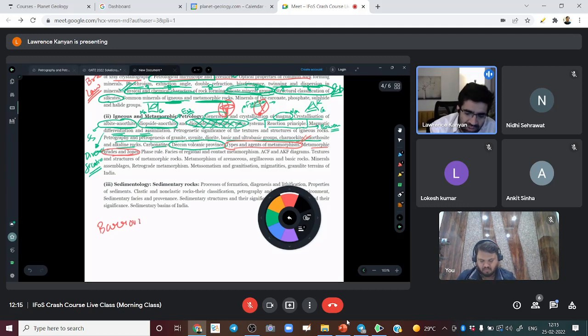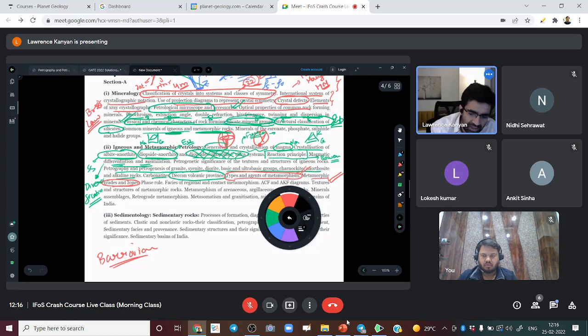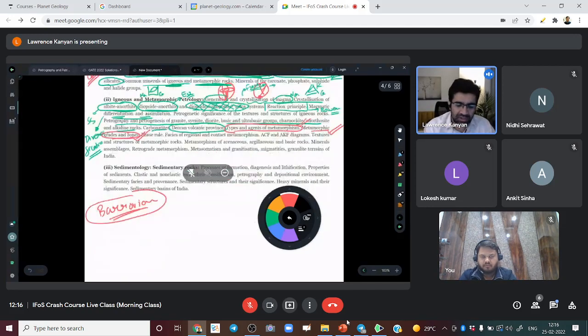So the word Barrovian is not given here anywhere. But if you are asked about Barrovian metamorphism, you have to write about these grades and zones. If you are asked about grades and zones, don't miss this keyword Barrovian. Okay, so you have to mention that.